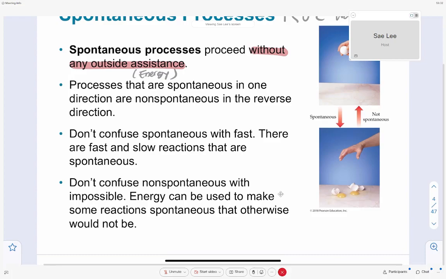Naturally, without applying any energy. Okay, so this is a spontaneous process. You don't have to do anything for this spontaneous process. They will occur naturally without any help. And then another thing is that these spontaneous processes are non-spontaneous in the reverse direction.